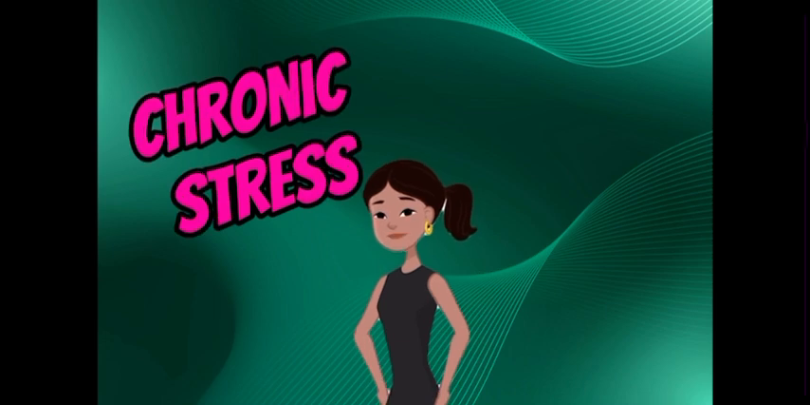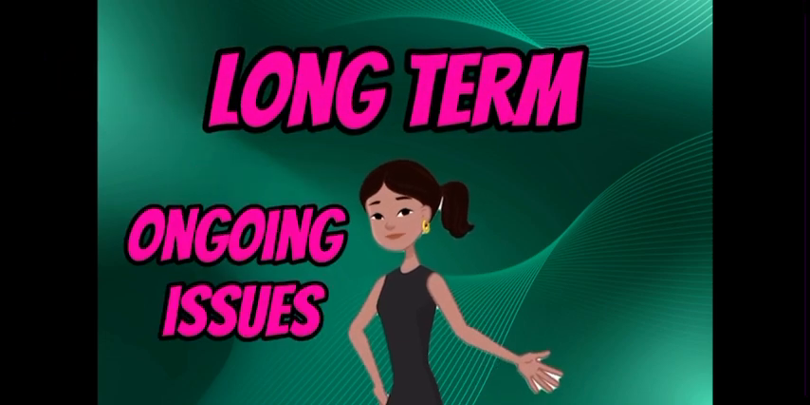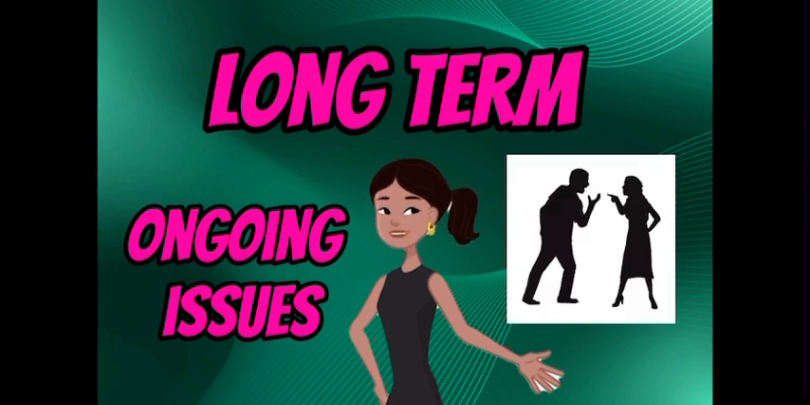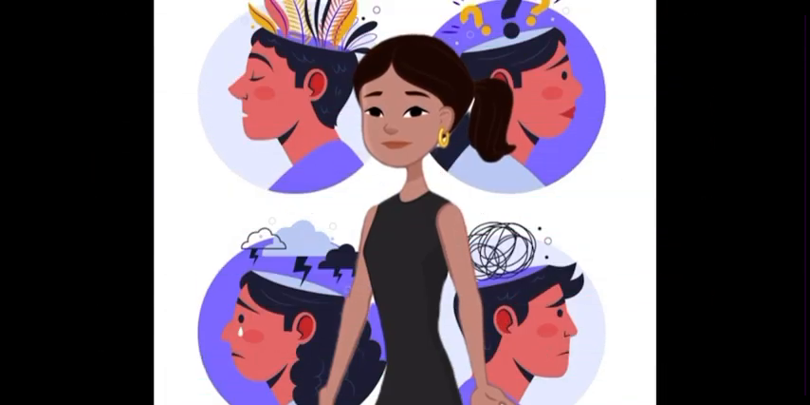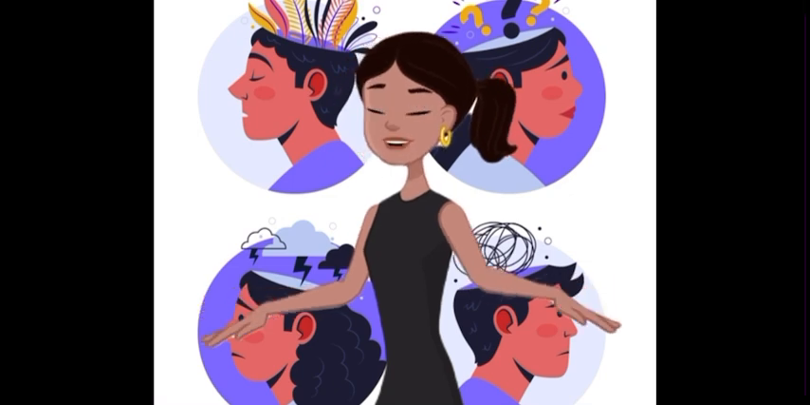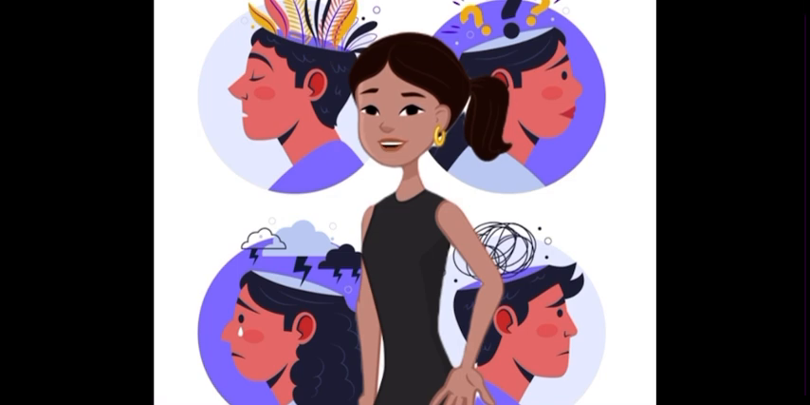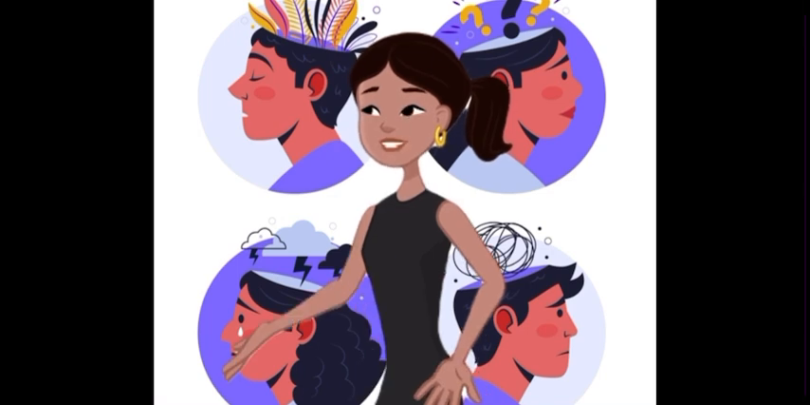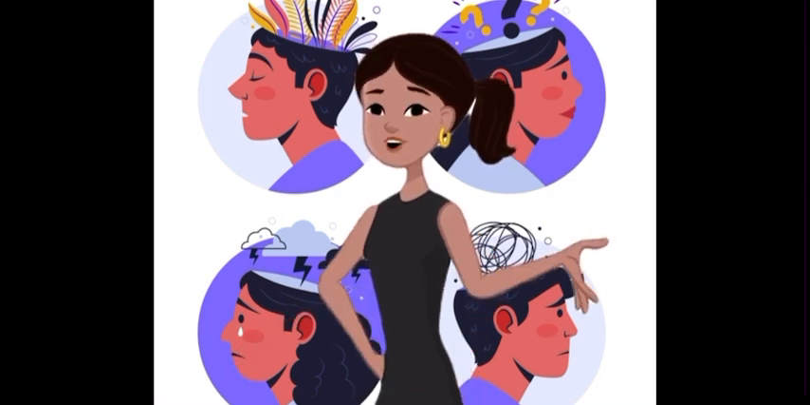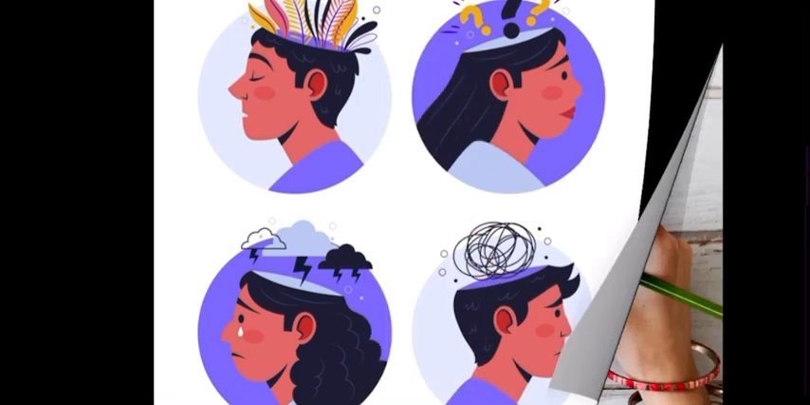Chronic stress. Chronic stress is long-term and results from ongoing issues like a difficult job or a troubled relationship. Understanding these different types of stress and the concepts around them can help us recognize what we're dealing with and choose the right strategies to manage it. Knowing whether we are experiencing eustress or distress, or whether our stress is acute or chronic, can guide us in finding the most effective way to handle it.